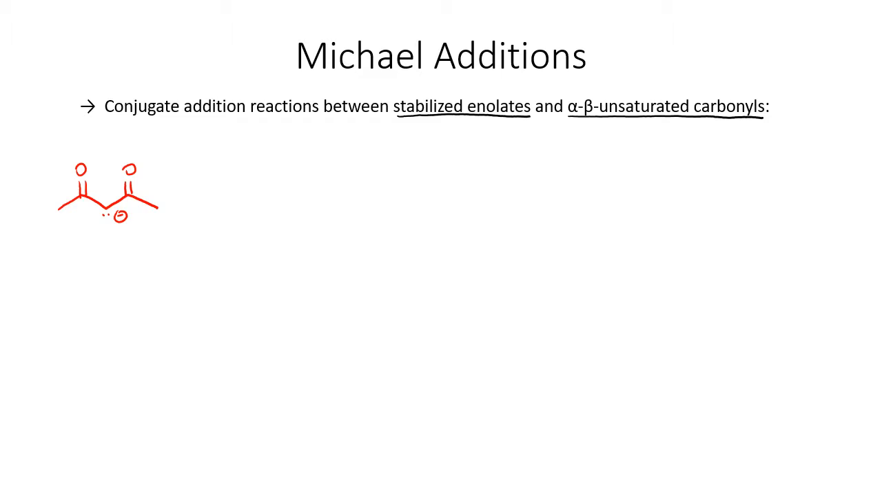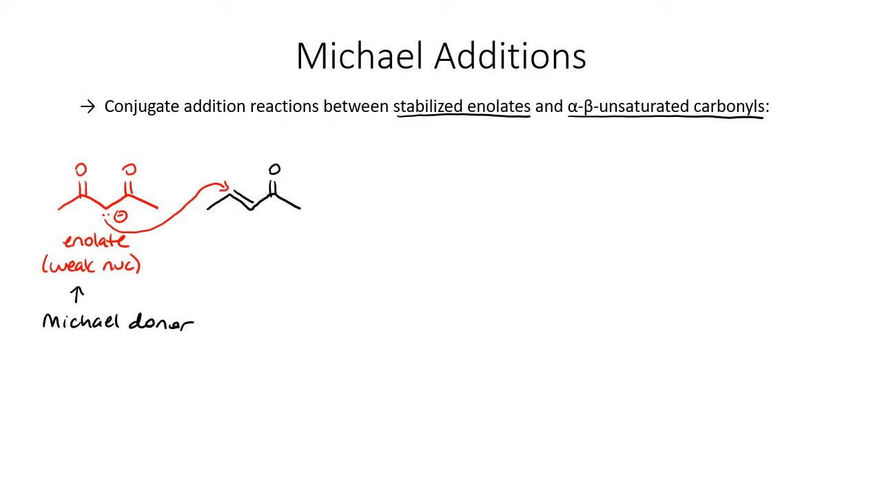Now this enolate acts as our weak nucleophile. And in this type of reaction, this is known as the Michael donor. Now when we put this in the presence of an alpha-beta unsaturated ketone, we have the same type of conjugate addition reaction occurring. The electrons will come over, attack the beta carbon, and cause the cascade of electrons.